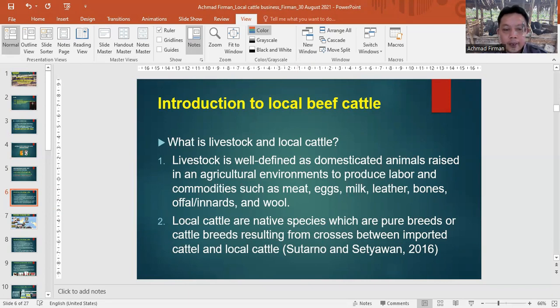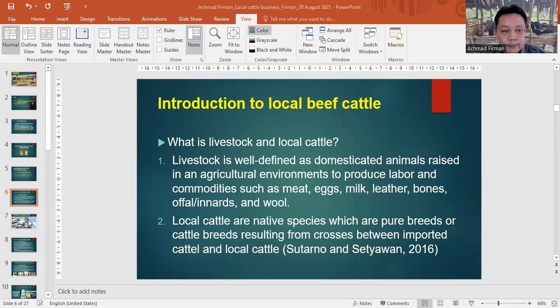2016. So it can be concluded that local cattle are pure cattle breeds originating from an area, or local cattle are the result of crossbreeding between local cattle and immigrant cattle. The result of the crosses can be said to be local cattle. I don't want to discuss this section deeply because this is not my area of study. This is just to lead you to understand the next section step by step.